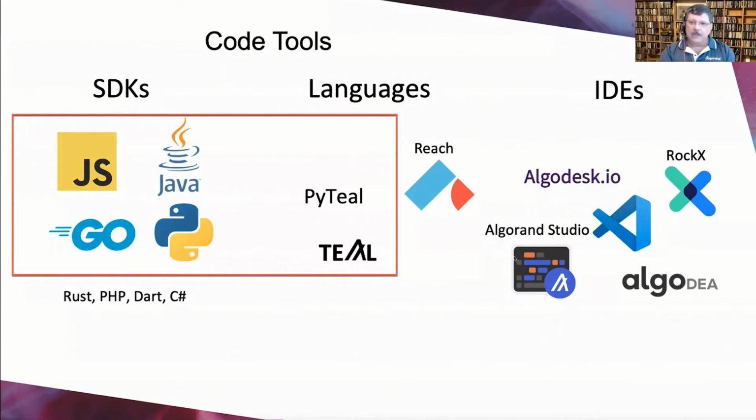Also, you've got managing some of the solutions you're building with Algorand Studio and Algo Builder. And I showed you Algodesk IO. On the left side, we've got Java, JavaScript, Go, and Python. And then you've also got TEAL and PyTeal for some of the languages. And then you also got Rust, PHP, Dart, and C# SDKs that the community has done.